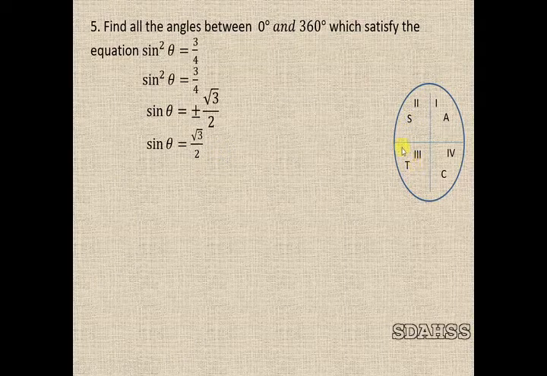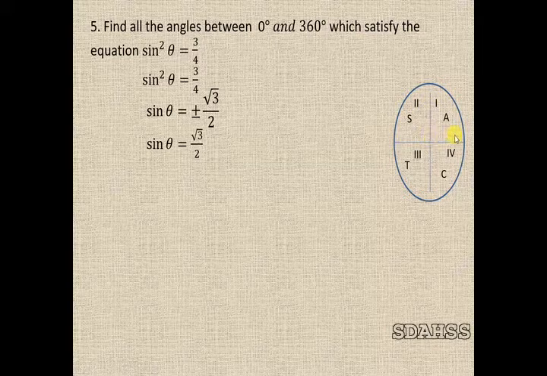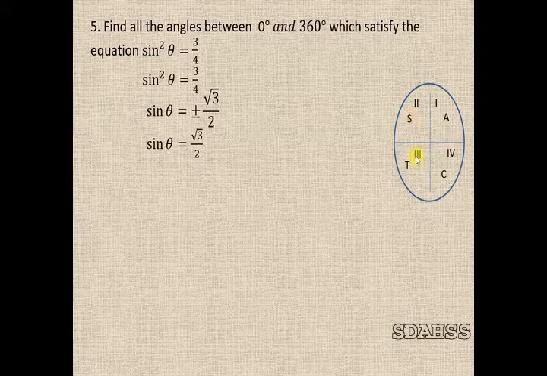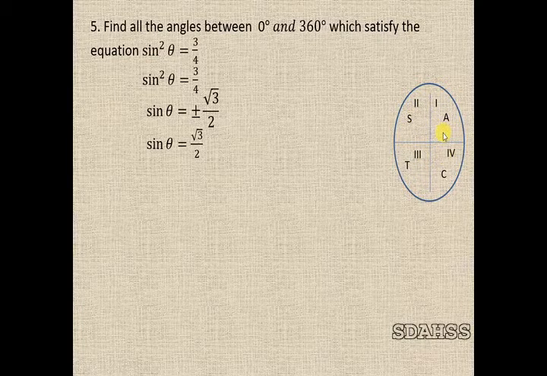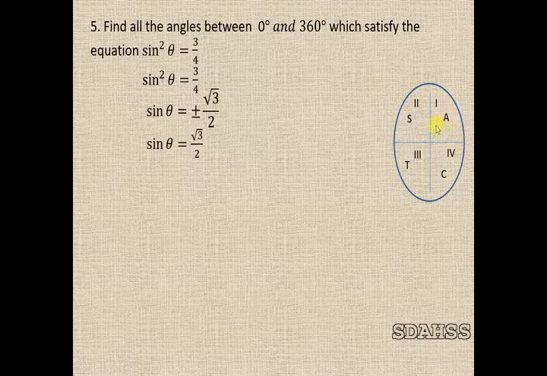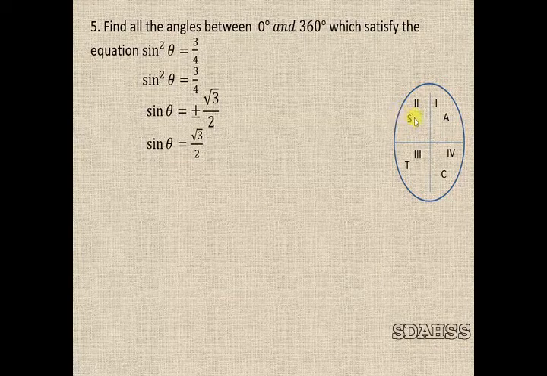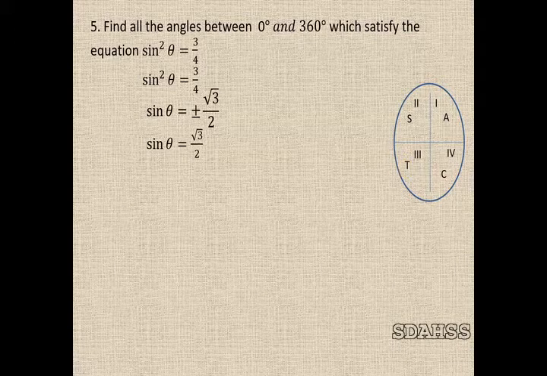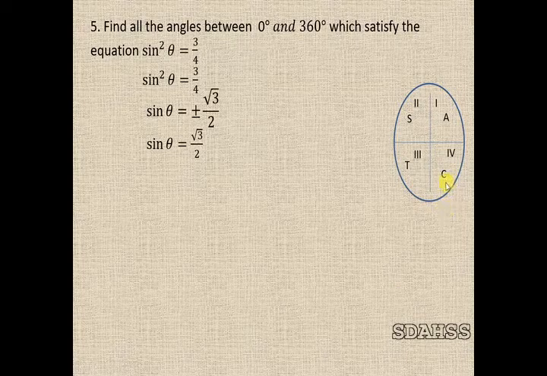Now in the graph, consider the horizontal and vertical line. Horizontal line we call it as x-axis and the vertical line we call it as y-axis. Now you got four quadrants: first quadrant, second quadrant, third, fourth quadrant. In first quadrant all the trigonometric ratios are positive. In second quadrant sine and cosecant theta are positive. In third quadrant tan theta and cot theta are positive. In fourth quadrant cos and secant theta are positive.